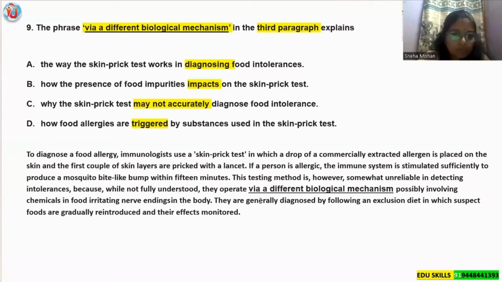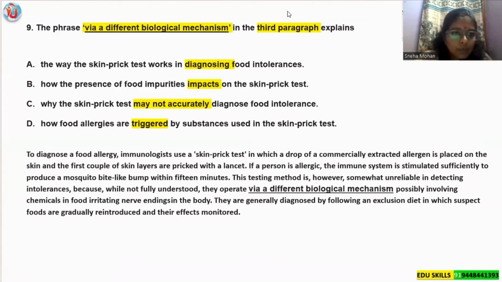To diagnose a food allergy, immunologists use a skin prick test in which a drop of a commercially extracted allergen is placed on the skin and the first couple of skin layers are pricked with a lancet. If a person is allergic, the immune system is stimulated sufficiently to produce a mosquito bite-like bump within 15 minutes. This testing method is, however, somewhat unreliable in detecting intolerances, because, while not fully understood, they operate via a different biological mechanism possibly involving chemicals in food irritating nerve endings in the body. They are generally diagnosed by following an exclusion diet in which suspect foods are gradually reintroduced and their effects monitored.